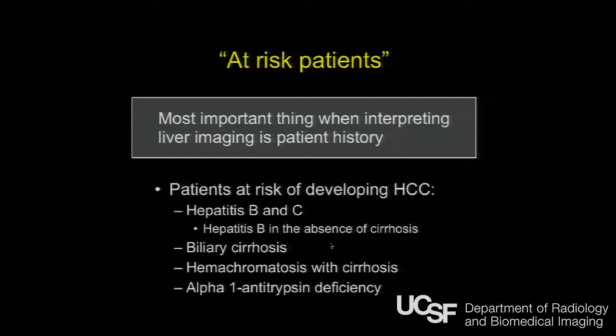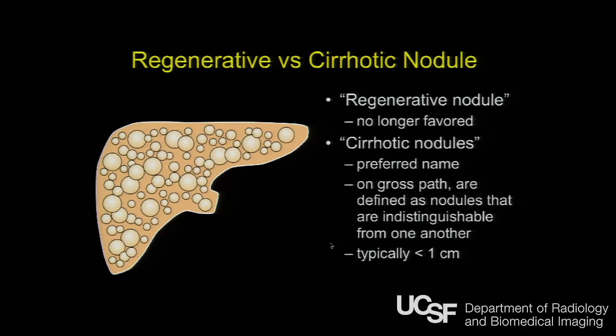So at risk is defined as patients with hepatitis B or C. Hepatitis B patients, importantly, can develop HCC in the absence of cirrhosis, whereas hepatitis C patients typically require the presence of cirrhosis to be at risk for HCC. And then other causes of chronic injury to the liver, biliary cirrhosis, hemochromatosis with cirrhosis, et cetera, will also put you at risk for developing HCC. Okay, so it's very important to realize who at-risk patients are, and it will really make you think of HCC first.